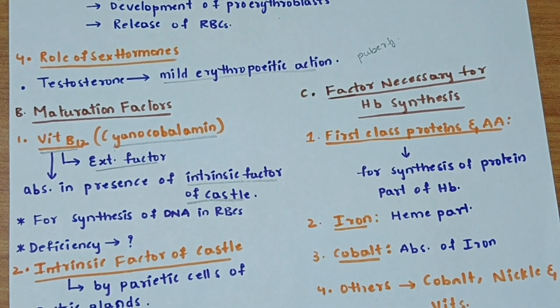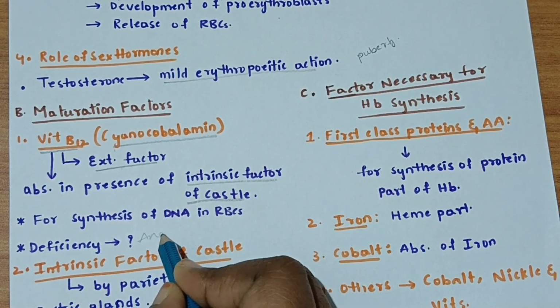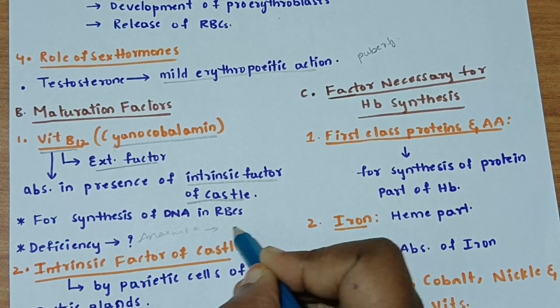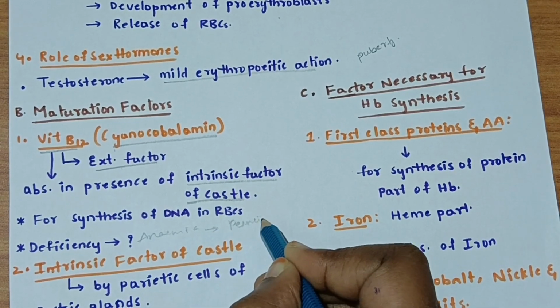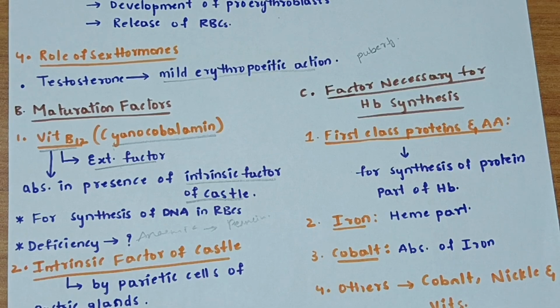What are the functions of vitamin B12? It helps in the synthesis of DNA in RBC. So if vitamin B12 is absent, if we have a deficiency of vitamin B12, it leads to anemia. What anemia? It leads to pernicious anemia.